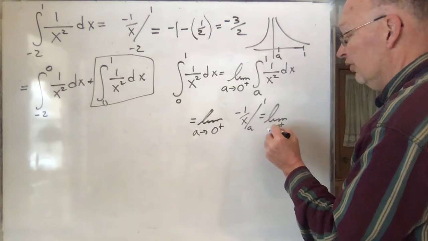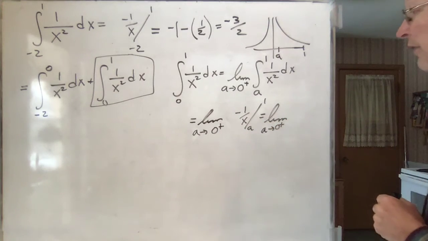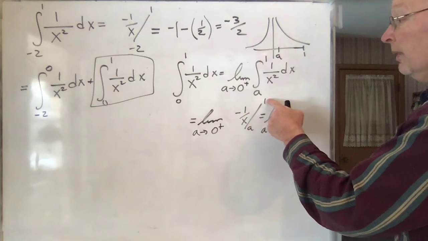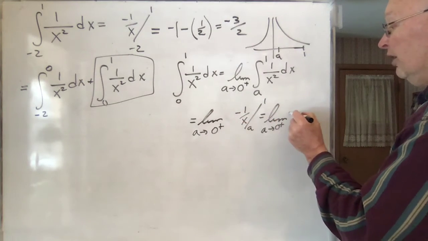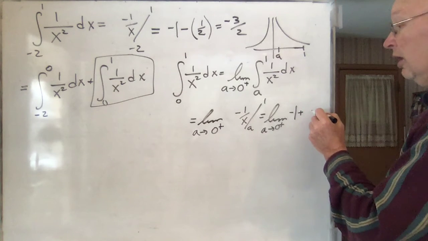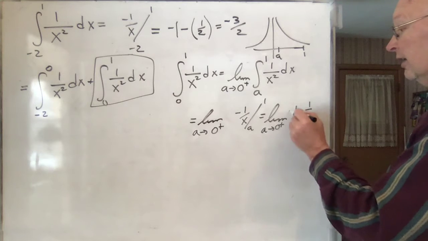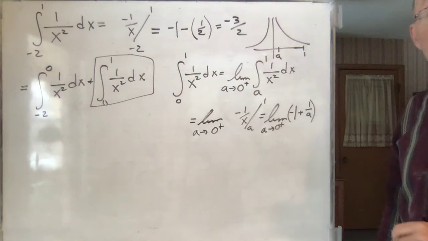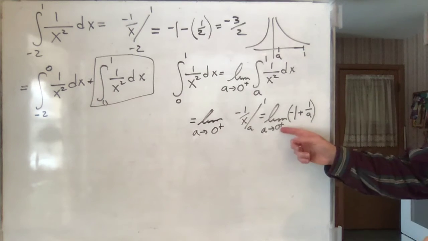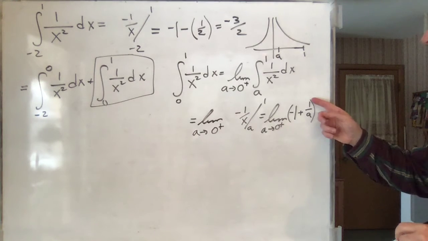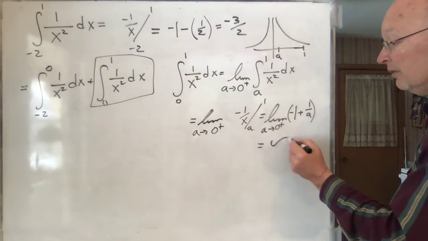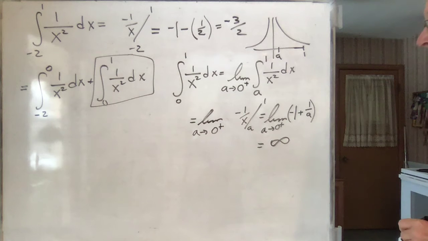As a approaches 0 from the right of what happens when you stick in 1 here, you're going to get negative 1 over 1, which is negative 1, minus, when you stick in a, it's going to be plus 1 over a. And now you ask, what's the limit of this thing as a goes to 0? Well, as a goes to 0 from the right, this is going to get arbitrarily large, and so that limit goes off to infinity.